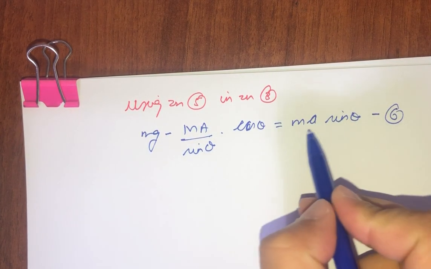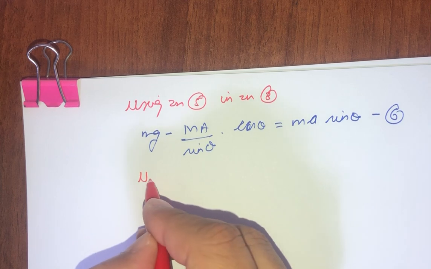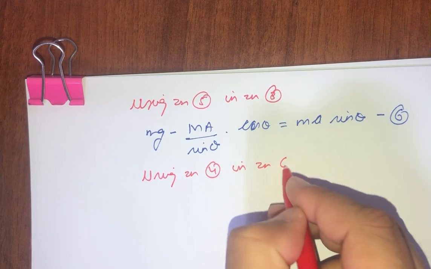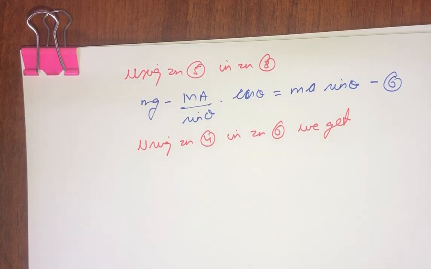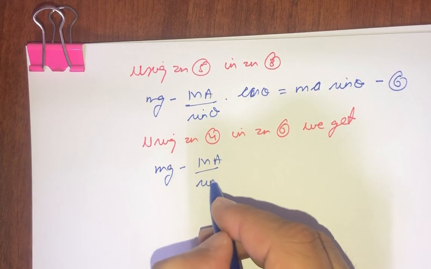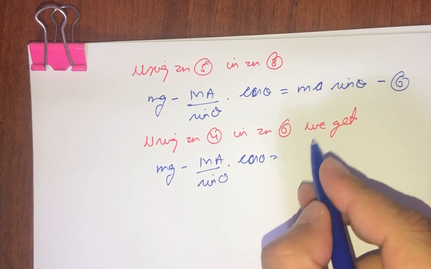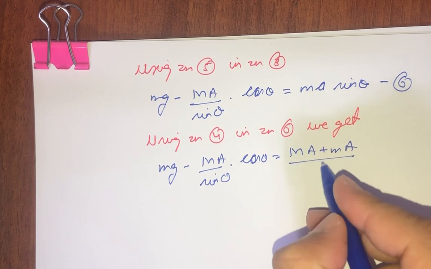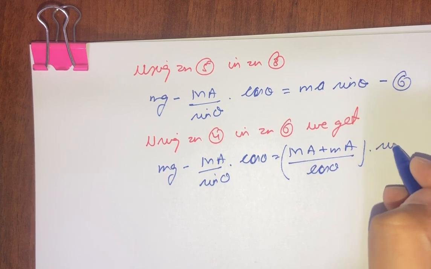Now we are going to use the value of ma from equation 4. Using equation 4 in equation 6, we get this will be equal to mg minus ma sine of theta into cos of theta, and our ma is given as capital M plus small m divided by cos of theta into sine of theta.